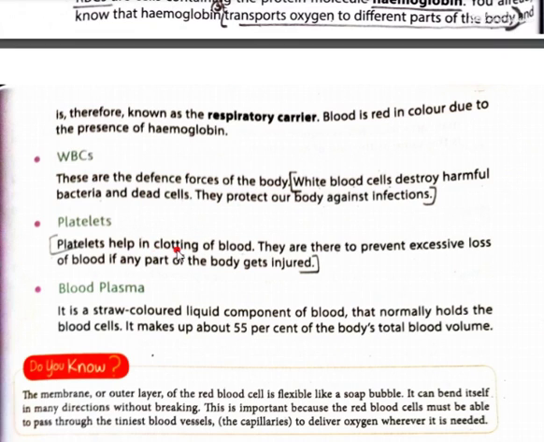Platelets, they help in clotting of blood. Basically they provide a kind of sealing material. They seal the area from where the blood is coming outside the body. So if any blood vessel is injured, if any part of the body is injured and blood is coming out from there, then they help to make a clot at that particular place, and hence they prevent excessive loss of blood if any body part gets injured. And as I told you, blood plasma is a straw colored liquid component of blood, and it is 55% of the complete blood.